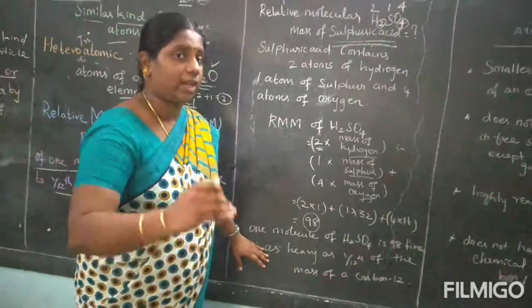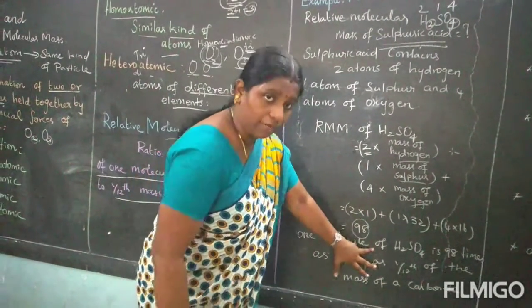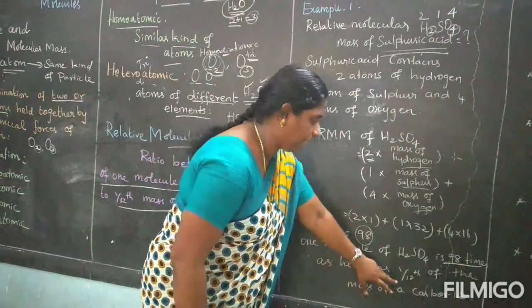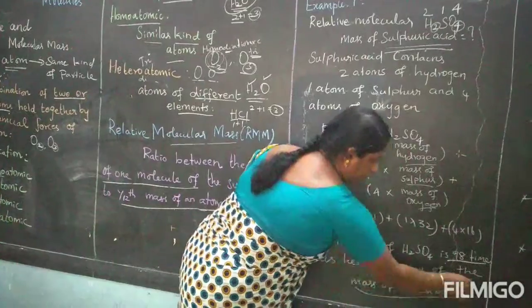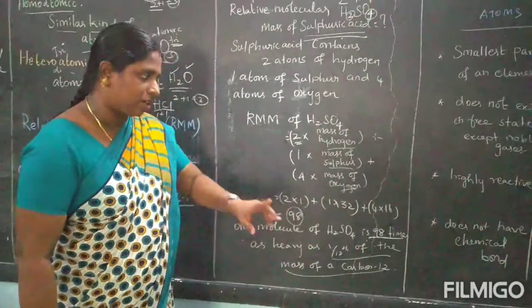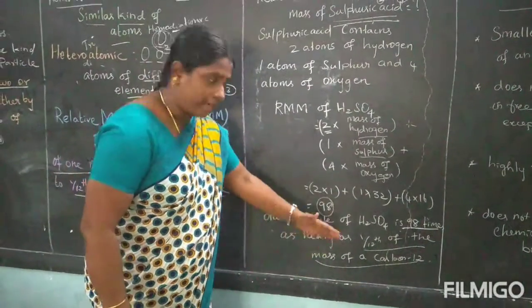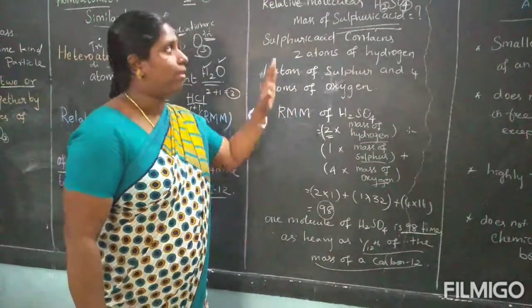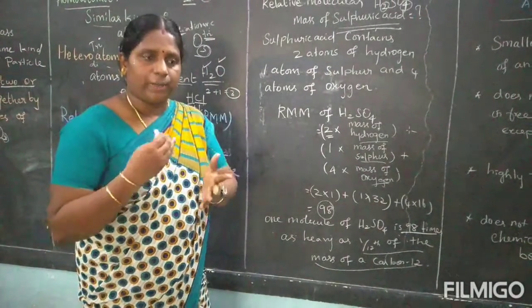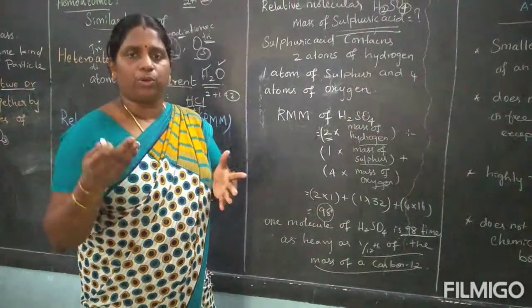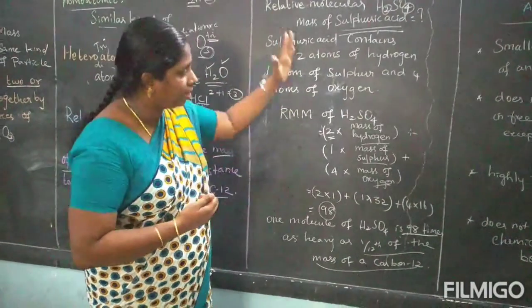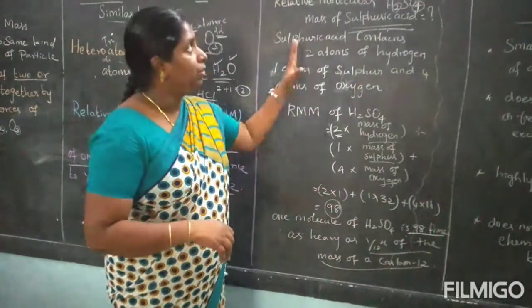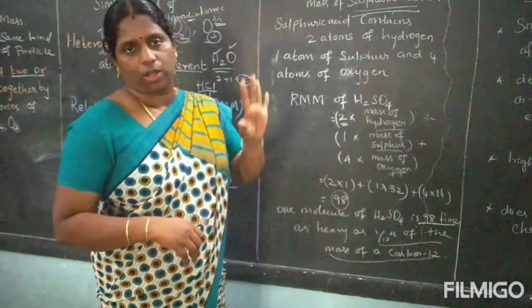How do you compare with the carbon atom? One molecule of sulfuric acid is 98 times as heavy as 1/12 of the mass of a carbon-12 atom. So you compare: 98 times heavy as the 1/12 mass of the carbon-12. Like that you have to calculate the relative molecular mass of carbon dioxide or some other compound. If you want to know the relative molecular mass, you calculate like that, and then at last you compare with the carbon atom. So this is the calculation of relative molecular mass.